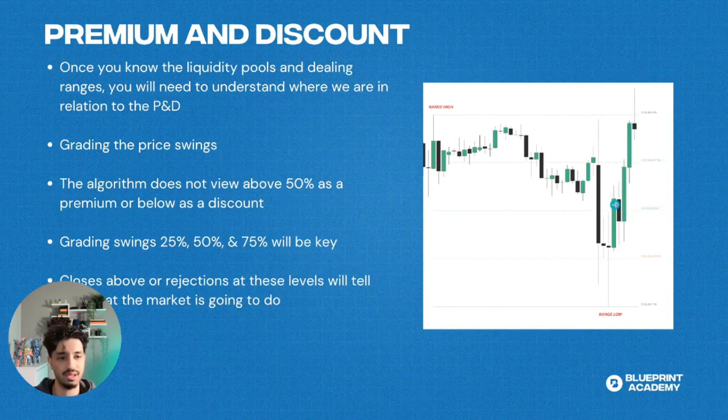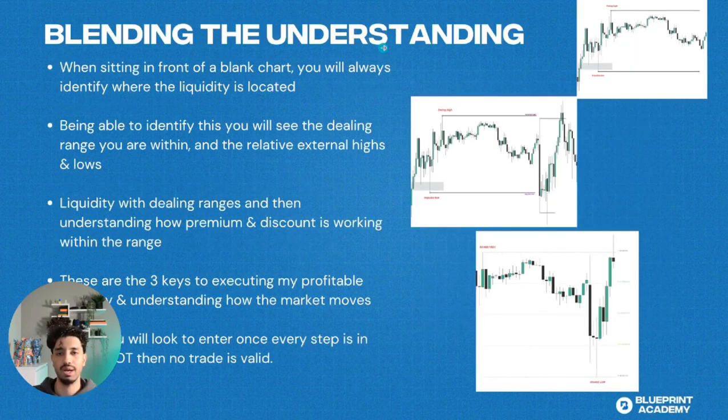You can see as we closed at 50% and we closed above, we don't anticipate the market to trade back lower and come back to 25%. We just anticipate to continue trading higher. And this is how you're going to be utilizing premium and discount. We are going to go over some chart examples soon, which is going to make this understanding much easier. Okay, so now we're going to be blending the understanding of everything we just went over. So if we look right here, we have a swing high and we have a swing low.